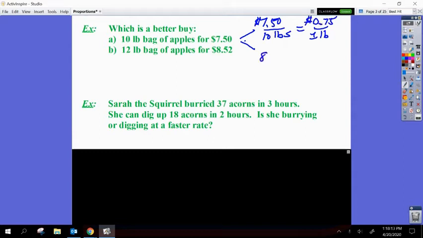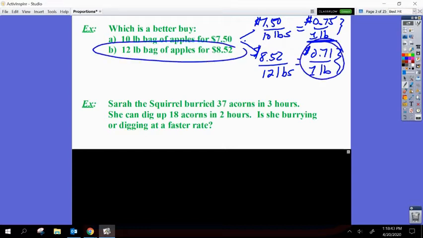Down here, it's $8.52 for 12 pounds. Notice that again I would label. And to find out how much it would be for just 1 pound, I would have to use your calculator, 8.52 divided by 12, and you would get $0.71 per 1 pound. So which of these is the better buy? 75 cents per pound or 71 cents per pound? Well, since you're buying it, you want to pay less, and so that 12-pound bag.